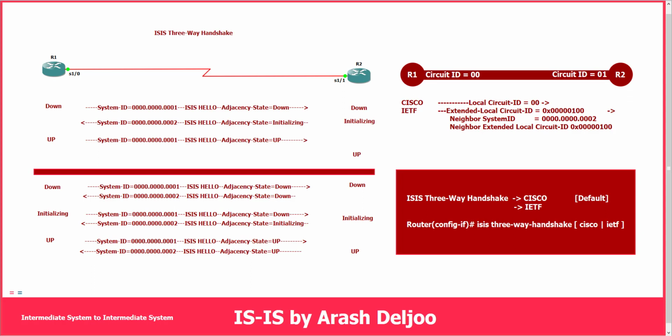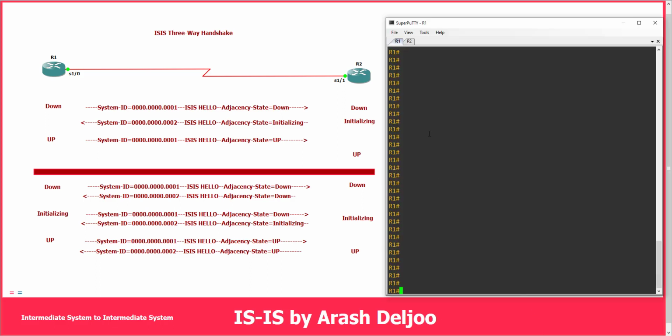Okay, as you can see here, we have R1 and R2 connected to each other with serial links, and you know that a serial link means that we are using the point-to-point network type of the ISIS. Let me first show you the configuration I did before, because the configuration is the same as the other scenarios. Because of that, I did this configuration before this video.